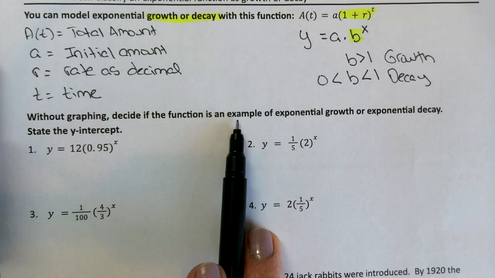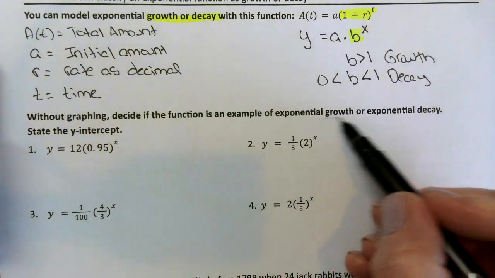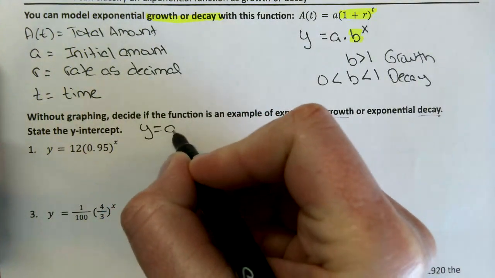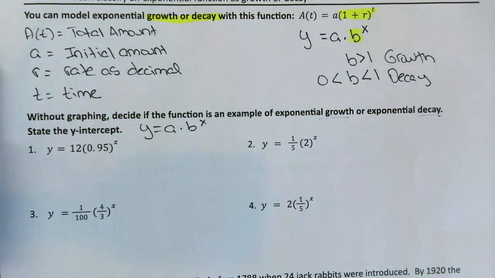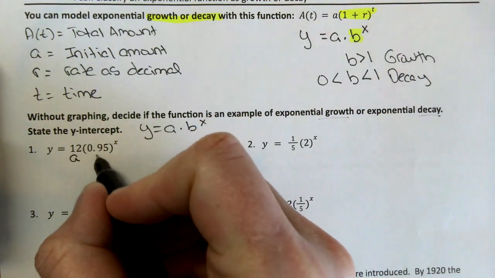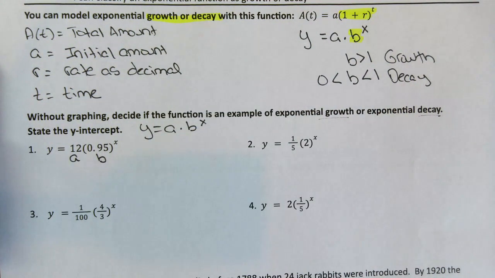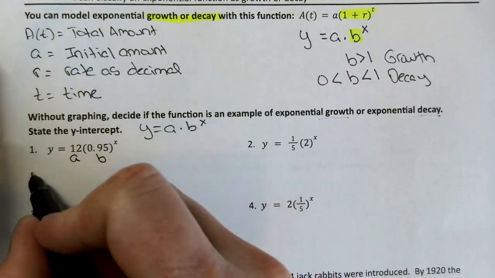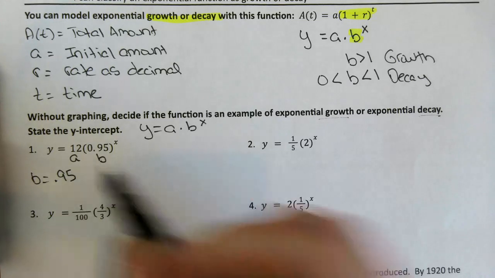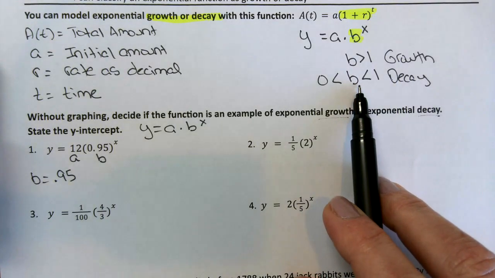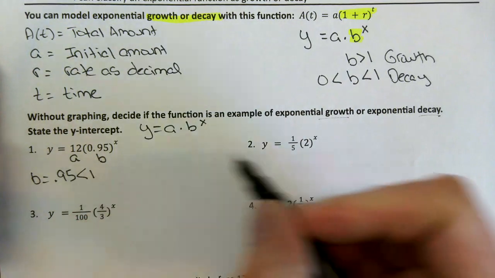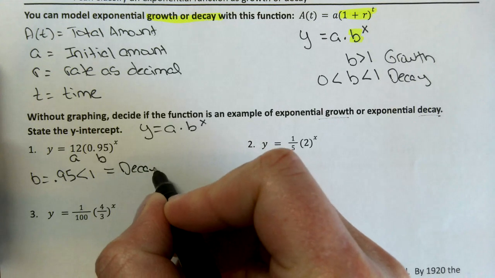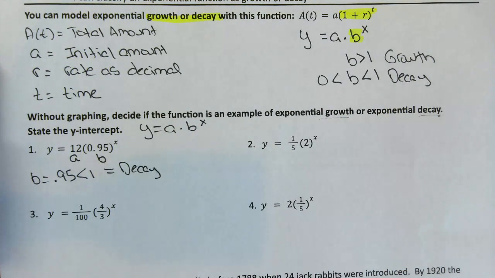So we have to decide if this function represents growth or decay. Everything is in the form of y equals a times b to the x. So that's my A, and the 0.95 is my B. If B equals 0.95, and 0.95 is a number that's between 0 and 1, this tells me that I have a decay function right here.